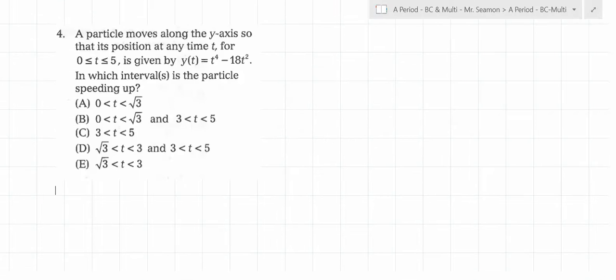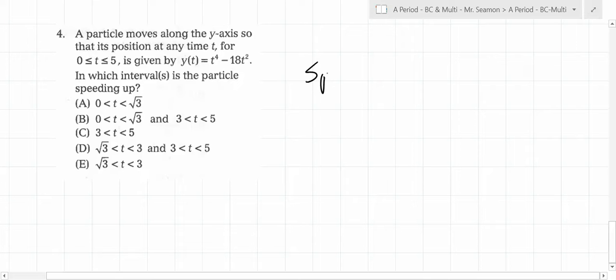Okay, a particle moves along the y-axis, so its position at any time t is that. In which interval is the particle speeding up? Now, this is just something you have to remember. This is a great question to ask about because you just have to remember this. You understand all the different things you could do, but what does speeding up mean? I'm not asking how to find it, but what does it mean?